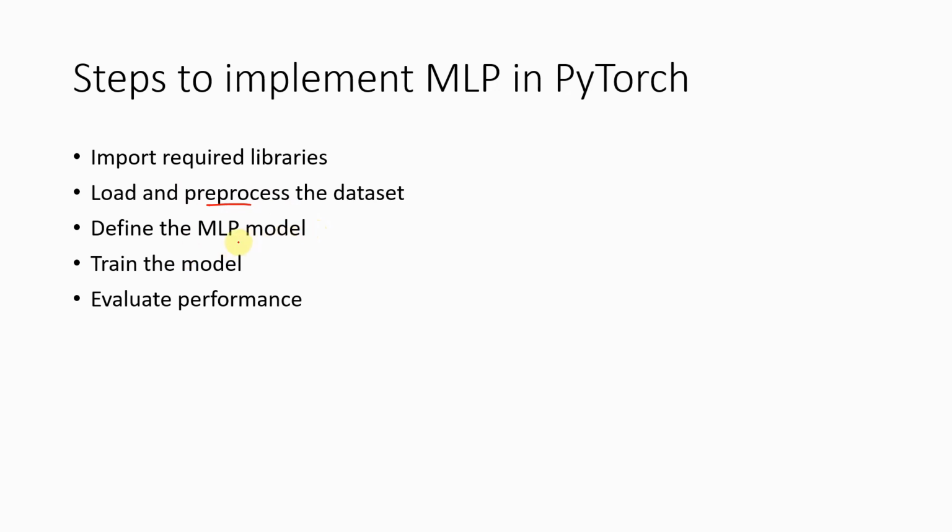Now we have to define the MLP model. So in the PyTorch environment, the MLP model will be defined with the object-oriented programming concept, with classes and objects. And next we have to train the model and then evaluate the performance using the confusion matrix and other performance metrics such as accuracy, precision, recall and the F1 score.